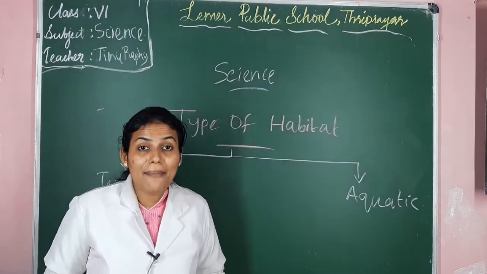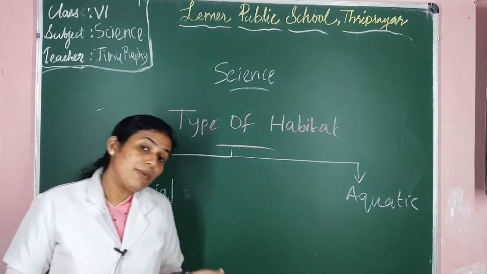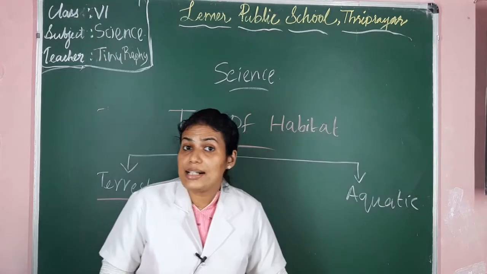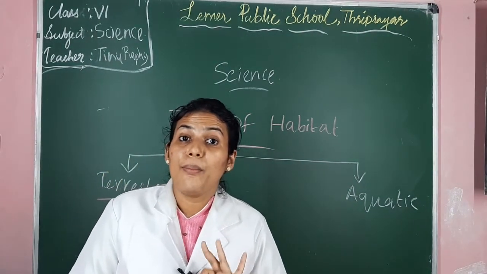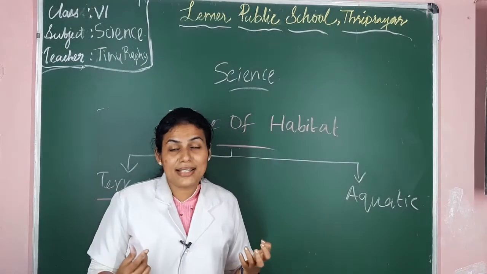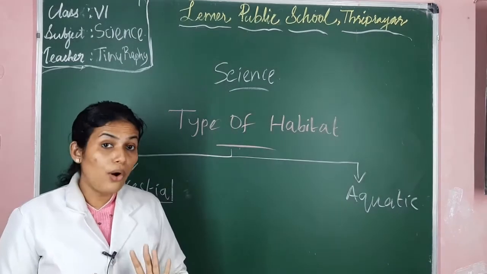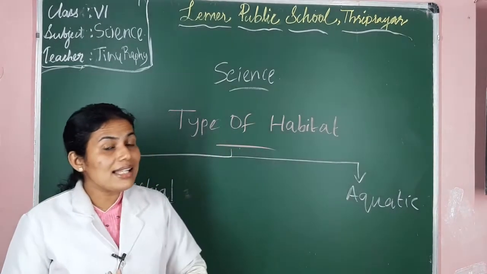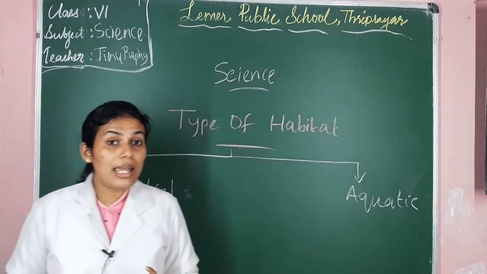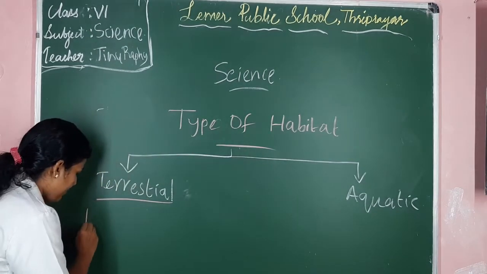Now the terrestrial habitat is again divided into four. Now can you name different types of terrestrial habitat? Yes, there are desert, forest, polar region, mountains, isn't it? So they are divided into four, that is desert, grassland or forest, mountains and polar region. So in today's class we will learn about the first type of terrestrial habitat, that is deserts.